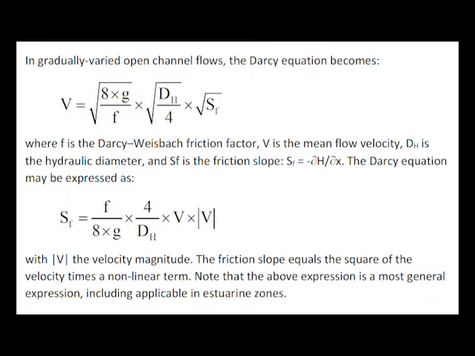In gradually varied open channel flow, the Darcy equation may become an equation linking the velocity to the friction slope. And in turn, by rewriting, the Darcy equation may provide an expression of the friction slope, the friction slope being equal to the square of the velocity times a non-linear term.